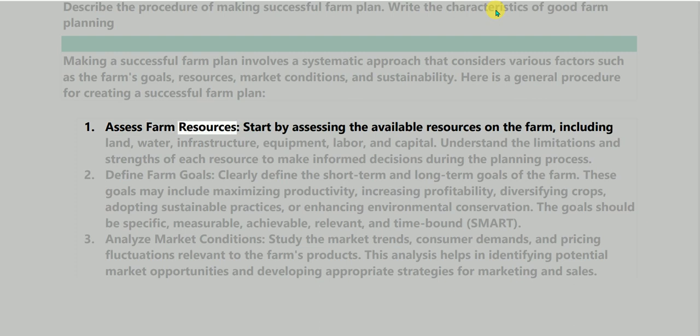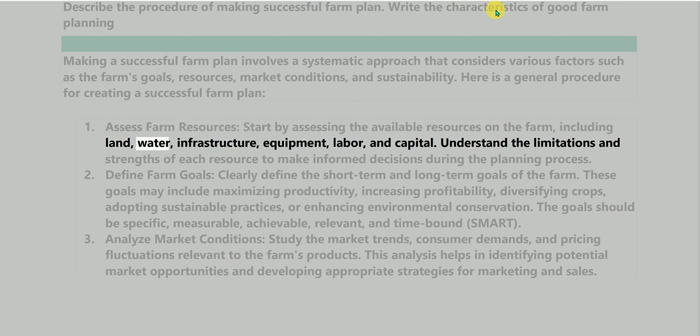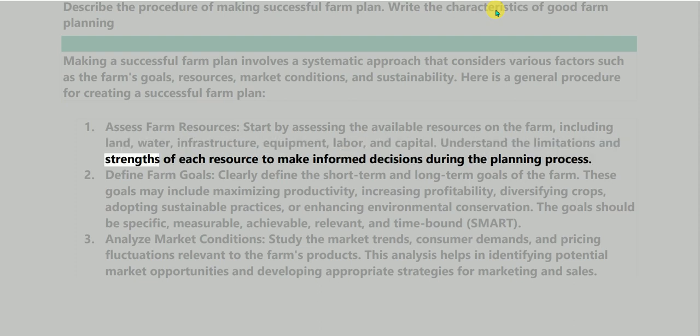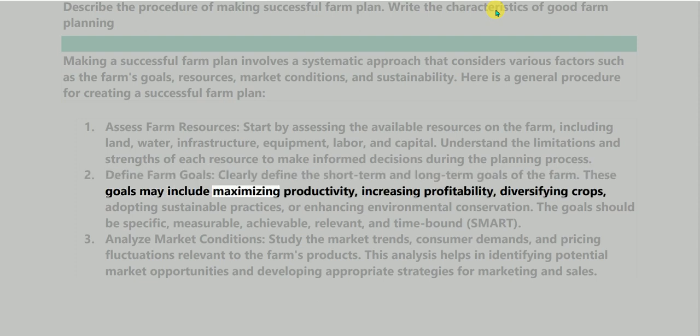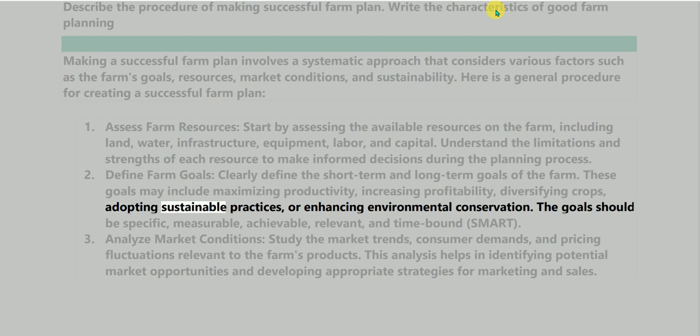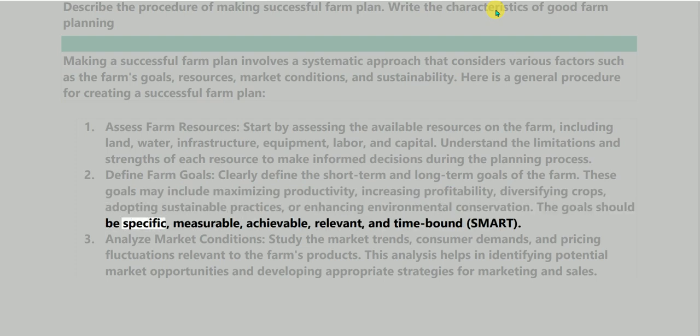1. Assess farm resources. Start by assessing the available resources on the farm, including land, water, infrastructure, equipment, labor, and capital. Understand the limitations and strengths of each resource to make informed decisions during the planning process. 2. Define farm goals. Clearly define the short-term and long-term goals of the farm. These goals may include maximizing productivity, increasing profitability, diversifying crops, adopting sustainable practices, or enhancing environmental conservation. The goals should be specific, measurable, achievable, relevant, and time-bound. SMART.